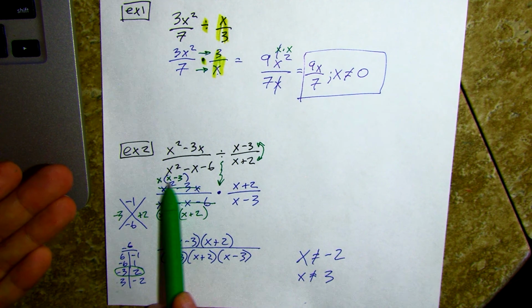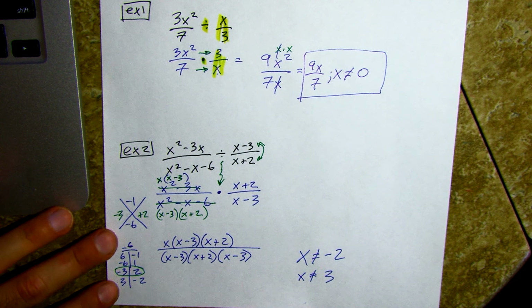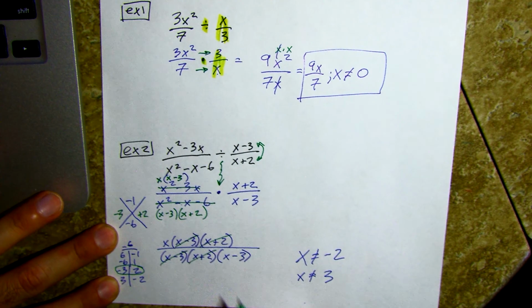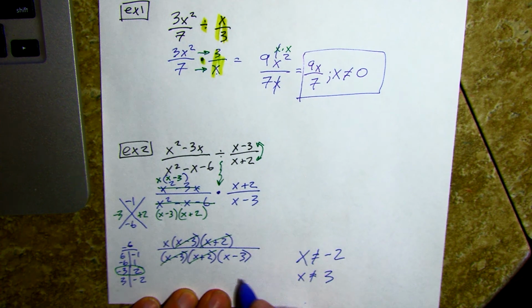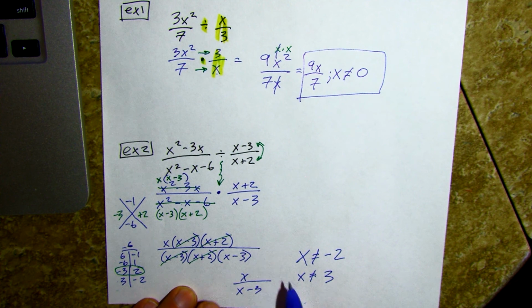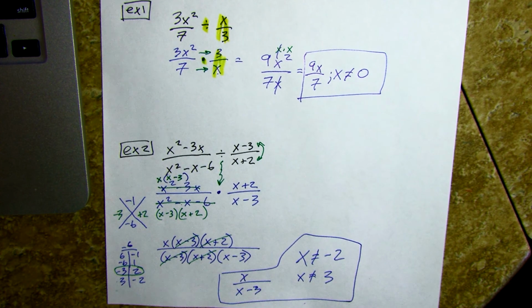We also factored the top part, the numerator of the first fraction. But let's go ahead and cancel what we can. Nice. And we end up with our final bit. On the top is x, on the bottom is x minus 3. And that is going to be the final answer.